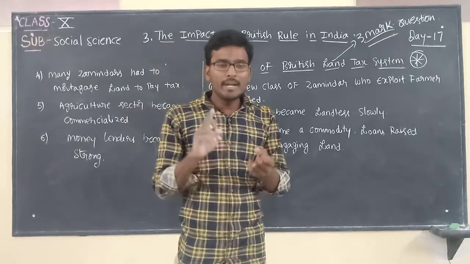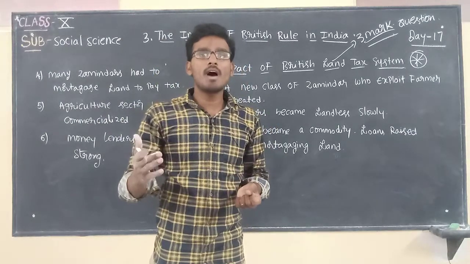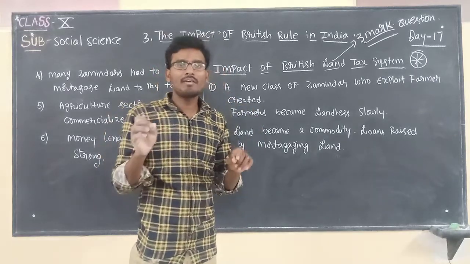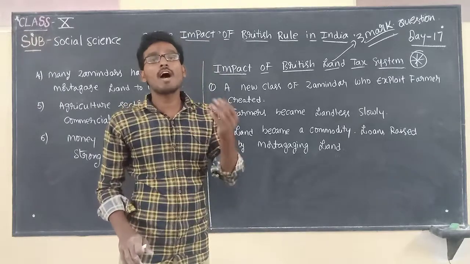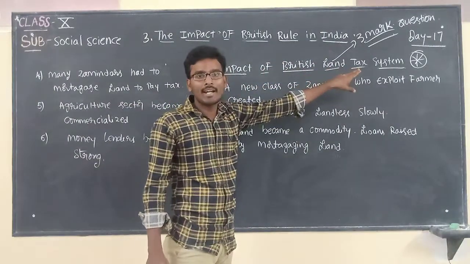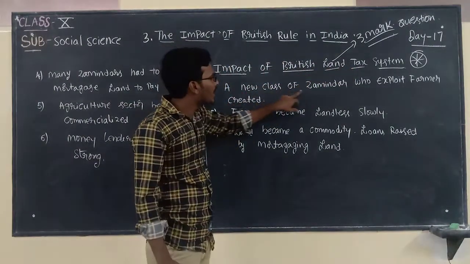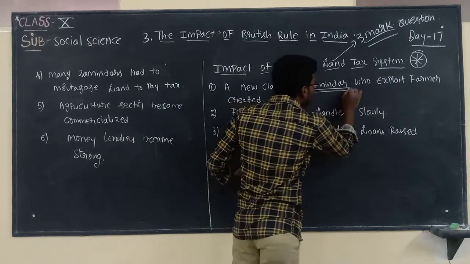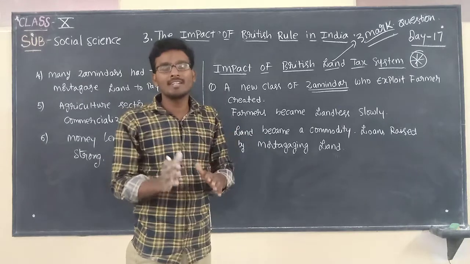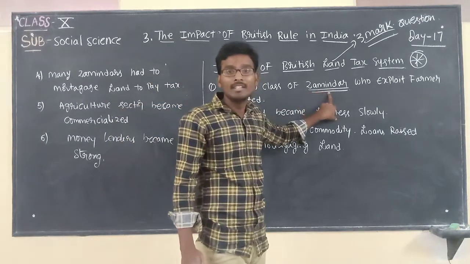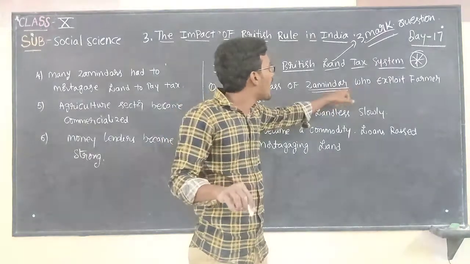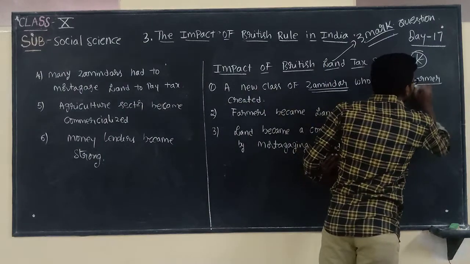Already we know, right? The Permanent Zamindari system was implemented, and the Mahalwari and Ryotwari systems were implemented. What is the conclusion I told? Whatever the system may be, finally the farmers are exploited. So here is the impact of the British land tax. The first one: a new class of Zamindars. In society, a new group of people, a new class was created, known as Zamindars. Here, Zamindars are the class who are exploiting the farmers.